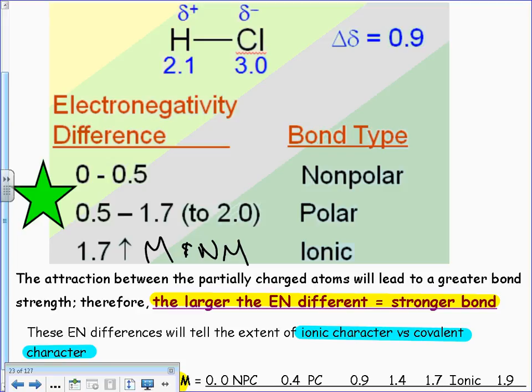That difference is 0.9, so what would you classify its bond as? Right, polar, because it's between the 0.5 and 0.7. So it's polar covalent, and then what would you draw here? Pointing, right, the dipole moment pointing towards chlorine, hash on the positive side, which is the partially positive side. Okay, what do I have here?